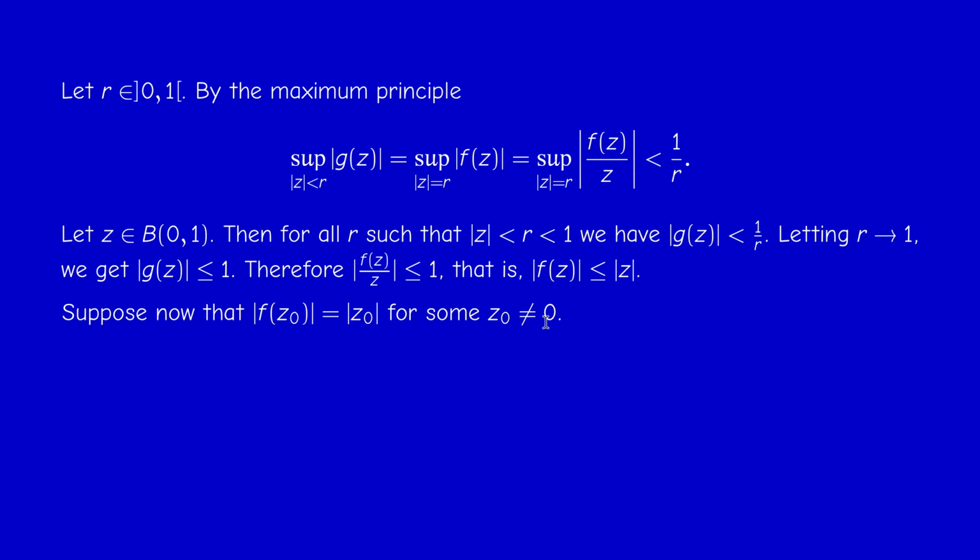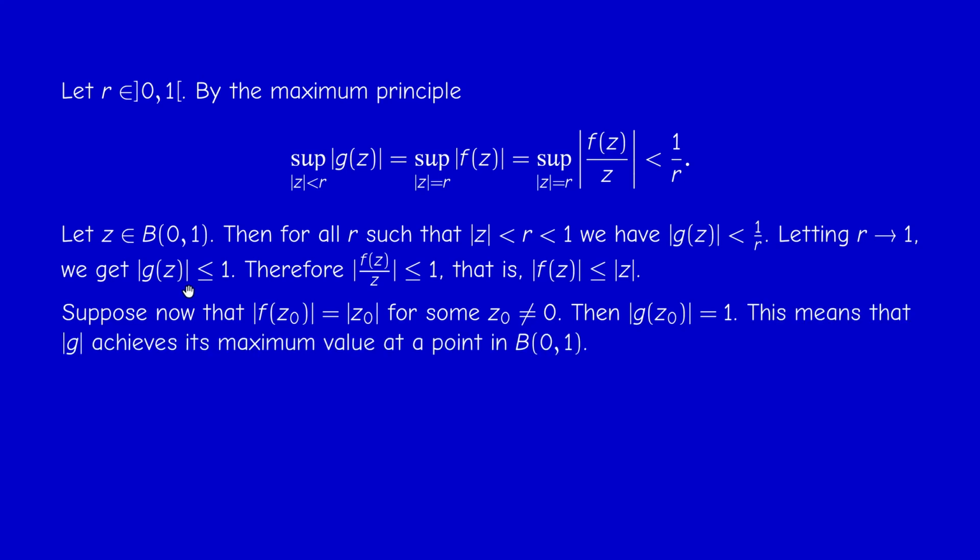So if modulus of f of z0 equals modulus of z0, with of course z0 different from the origin because f of 0 is 0, then when I divide by z0, I get modulus of g of z0 equal 1. So what does it mean? It means that g now achieves a maximum value at the point z0, which is inside the open disk. And the strong maximum principle tells me that g is constant.